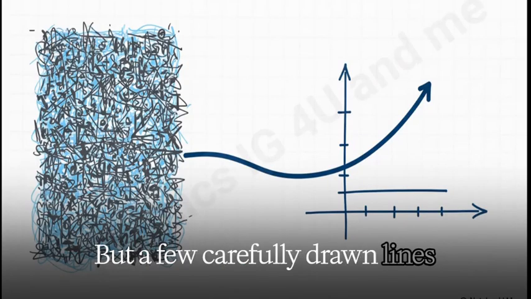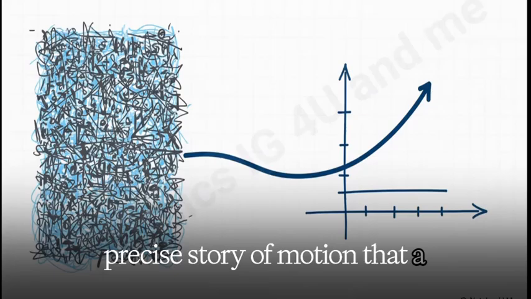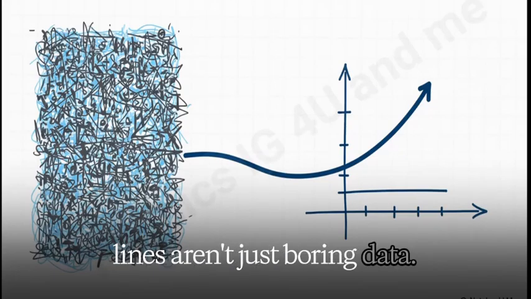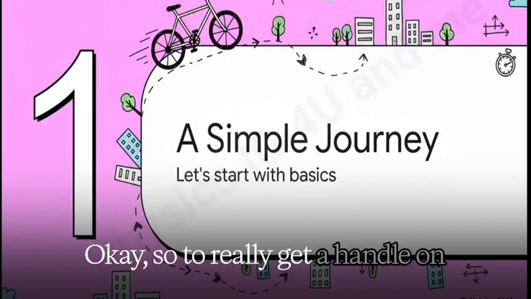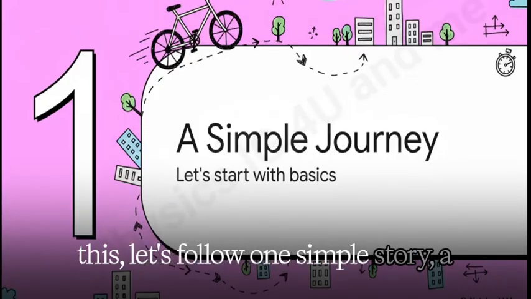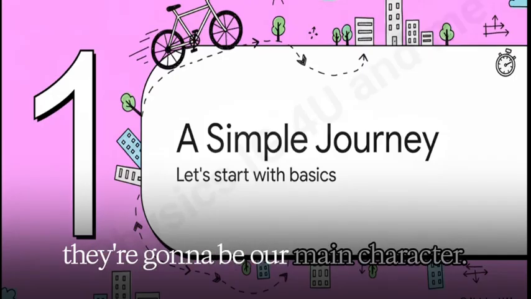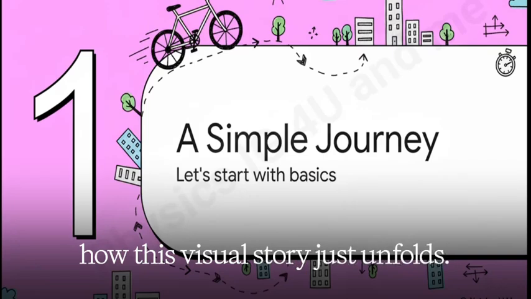But a few carefully drawn lines on a graph can tell a richer, more precise story of motion than a whole paragraph of text ever could. We're going to see how these lines aren't just boring data, they're a complete narrative. Okay, so to really get a handle on this, let's follow one simple story. A bike ride across town. Our cyclist, they're going to be our main character. We'll track their every move and watch how this visual story just unfolds.